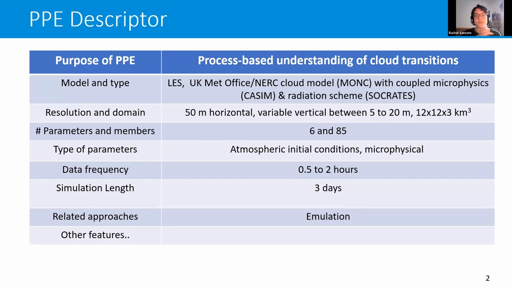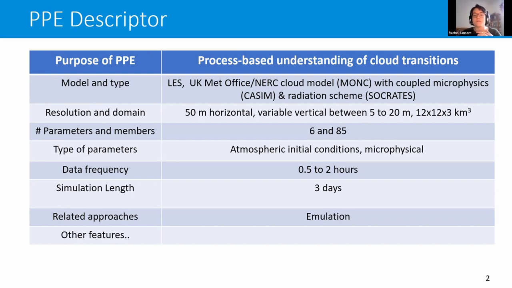So as I said, it's process-based understanding of cloud transitions. I'm using a large eddy simulation model, which is the MONC cloud model, and that's coupled to the CASIM microphysics scheme. So it's high resolution, 50 meters in the horizontal and down to 5 meters in the vertical around cloud top. And that's on a domain that's 12 by 12 by 3 kilometers. So I'm perturbing 6 parameters, and there's a total of 85 simulations.